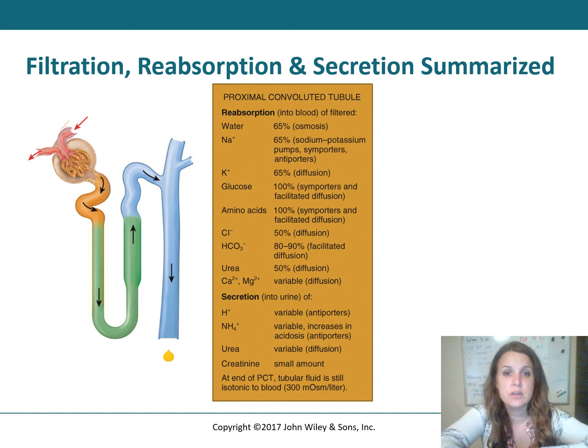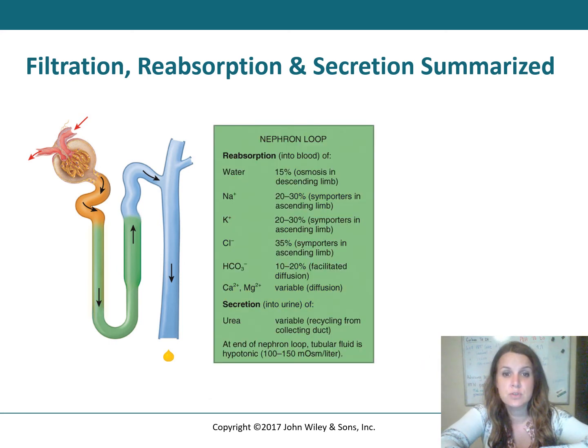So we start to reabsorb water, and then we can reabsorb some ions such as sodium, potassium, glucose, amino acids. Secretion is going to be somewhat variable. You have hydrogen ions as well as urea and that sort of thing. But at the end of the proximal convoluted tubule, the fluid is pretty much the same concentration as what's in blood, or about 300 milliosmoles.